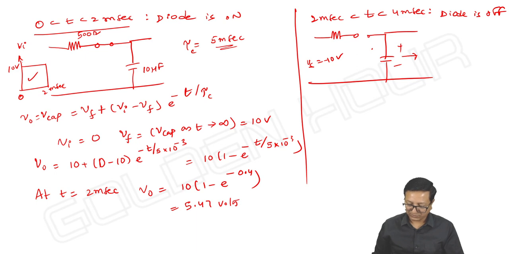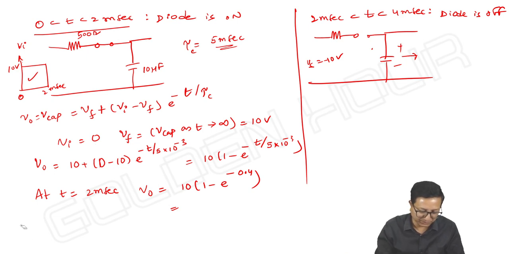It is 0.67 only. Sorry friends. There is a small correction here. 1 minus 0.67, that is 3. So finally, anyway, we get here 3.3. What I wrote initially is correct.